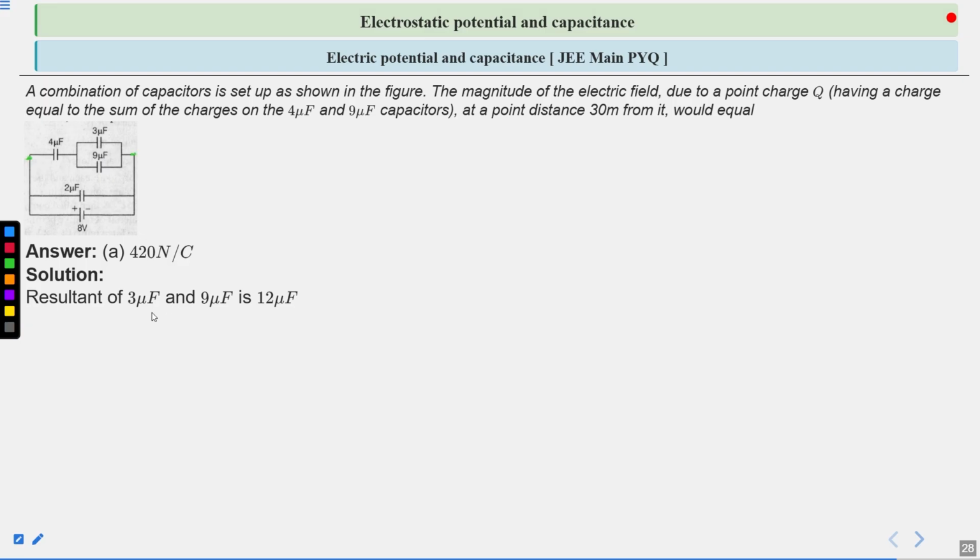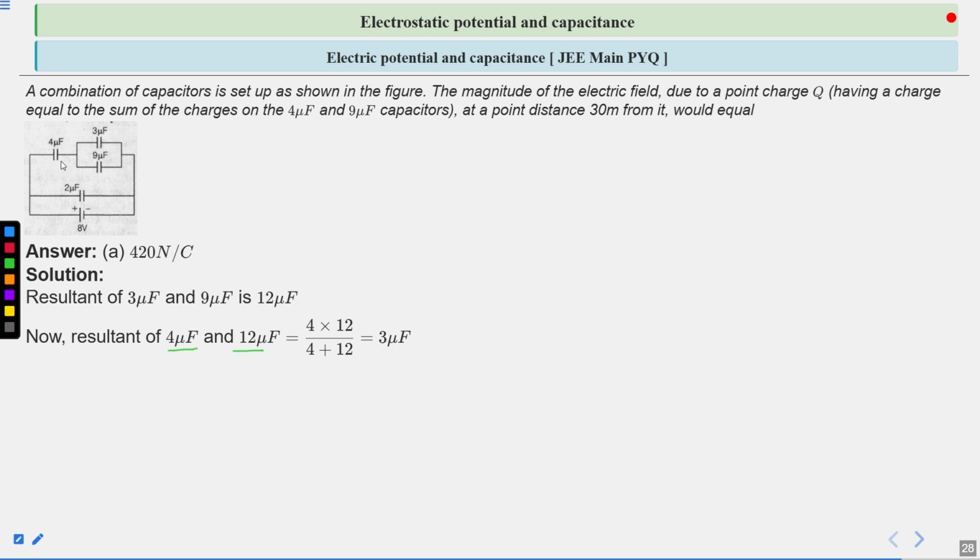The resultant of this 3 microfarad and 9 microfarad capacitor, since they are in parallel, the equivalent capacitance of the combination will be the algebraic sum of both capacitances. So 3 plus 9, 12 microfarad. Now the resultant of this 4 microfarad and the 12 microfarad combination.